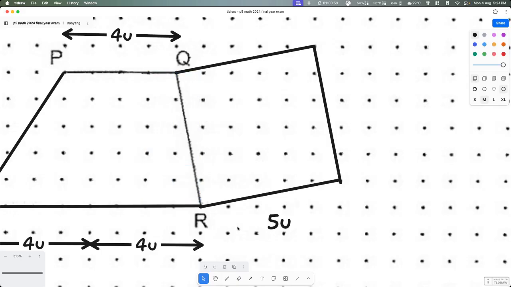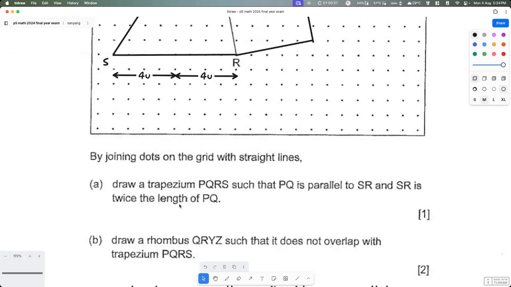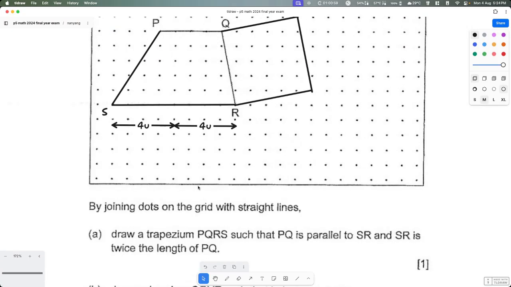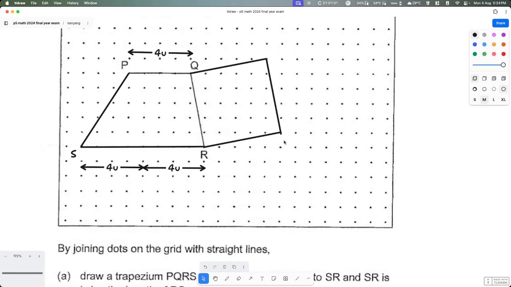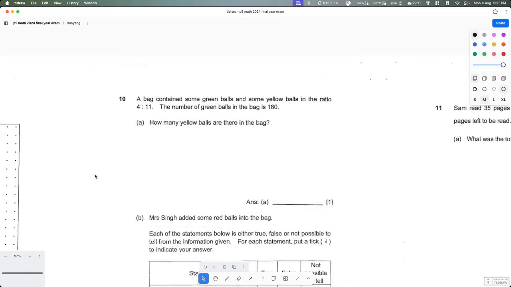That's the answer. Okay, so we also need to name this QRYZ. So Y should be here, and then Z over here as well. There you go. So that's the answer. This is the answer, QRYZ. Okay, let's move on to the next question.